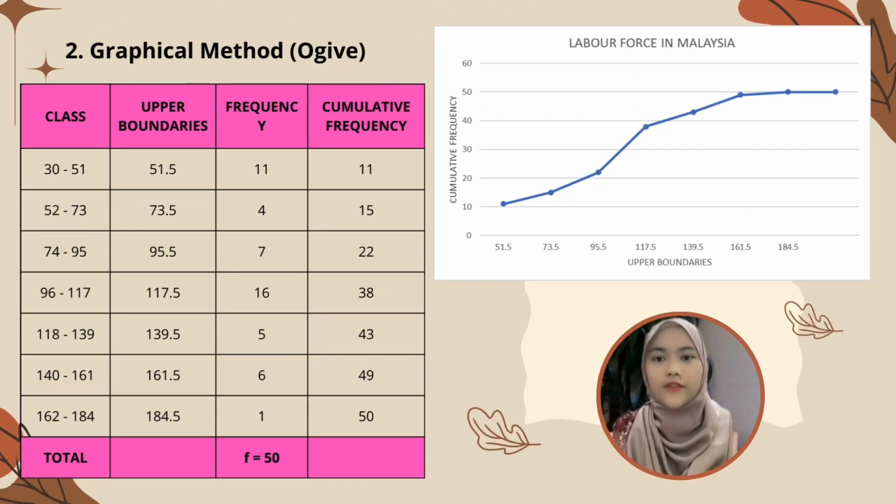Okay, the next graph is the ogive. An ogive is a line graph that displays the cumulative frequency of each class and its upper class boundaries. Okay, you can look at the table. There are 4 columns, which are upper class boundary, frequency and cumulative frequency. There are 6 classes and the total of the frequency is 50. Look at the picture. So this is the ogive graph. On the side line I use the frequency data and on the line below I use the upper class boundaries data.